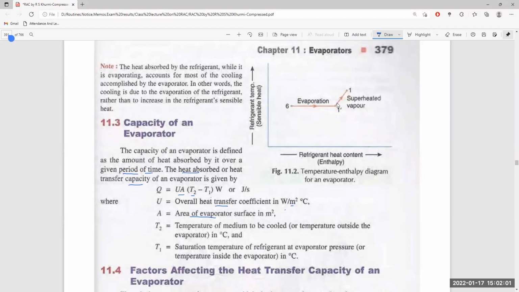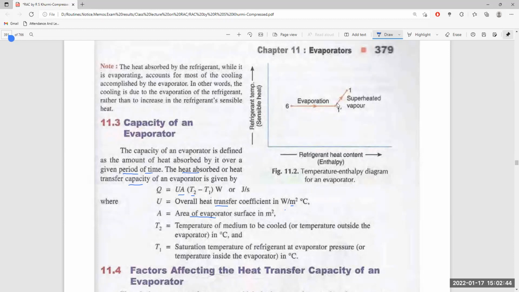T2 is the temperature of the medium to be cooled, or the temperature outside the evaporator, in degrees centigrade, and T1 is the saturation temperature of the refrigerant at evaporator pressure, or the temperature inside the evaporator, in degrees centigrade. So it is the temperature outside the evaporator minus the temperature inside the evaporator.